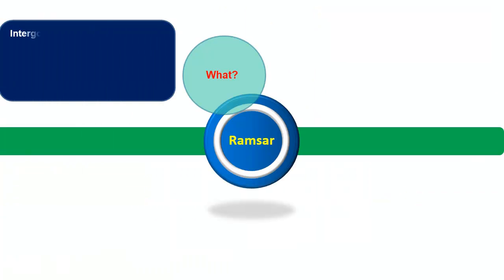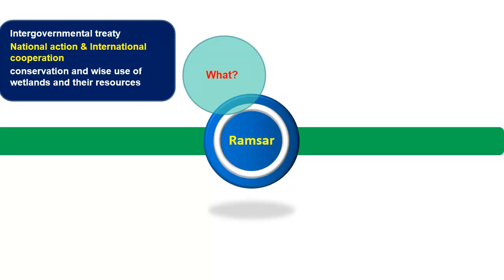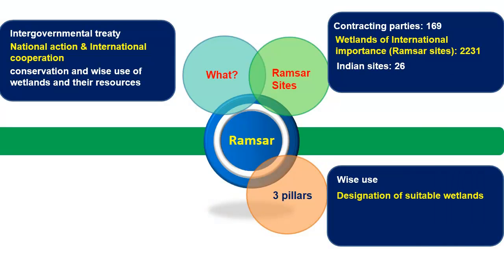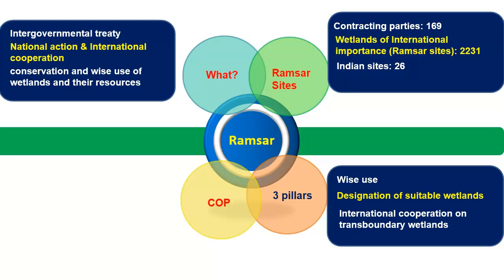What is the Ramsar Convention? It is an intergovernmental treaty for national action and international cooperation, with the main idea being conservation and wise use of wetlands and their resources. Total contracting parties are 169. Ramsar sites, also called wetlands of international importance, number more than 2000 in the world, and in India there are 26. Under 3 pillars: one is wise use, second is designation of suitable wetlands, third is international cooperation on transboundary wetlands.